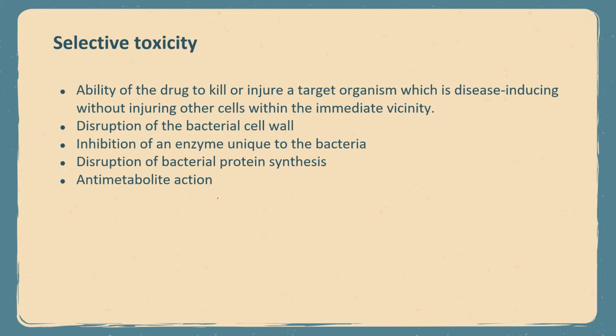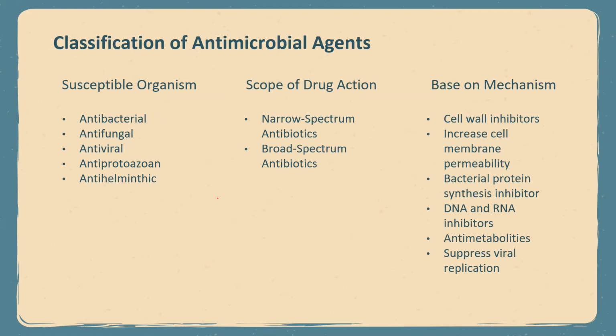Now, we have selective toxicity of drugs that is achieved in these ways. Number one, disruption of the bacterial cell wall, inhibition of an enzyme unique to bacteria, disruption of bacterial protein synthesis, and the antimetabolite action. Okay? Now, antimicrobial agents can be classified according to the susceptible microorganism, and the sub-classifications are antibacterial, antifungal, antiviral, antiprotozoans, and antihelminthic.